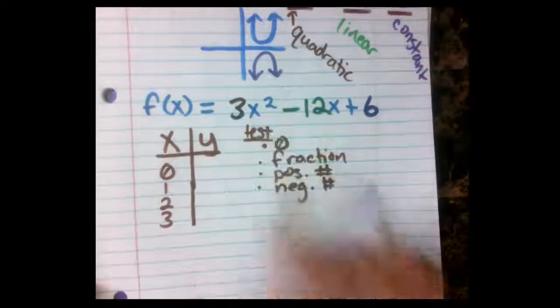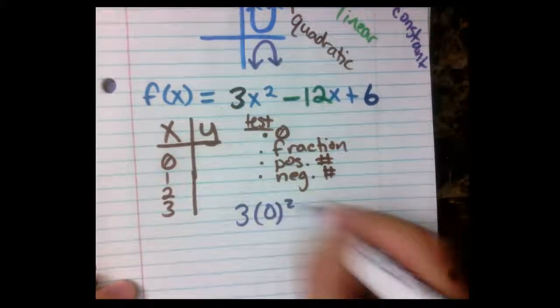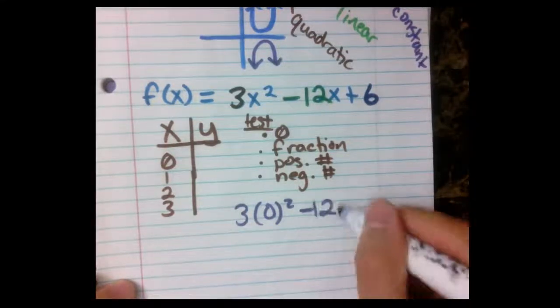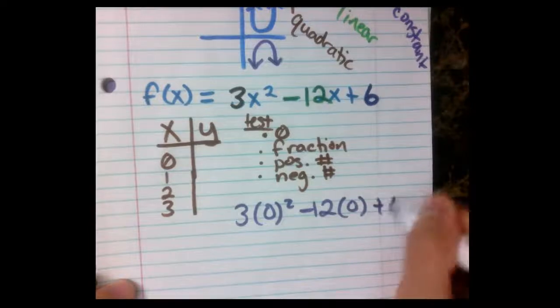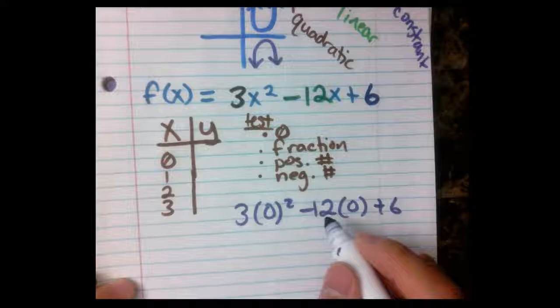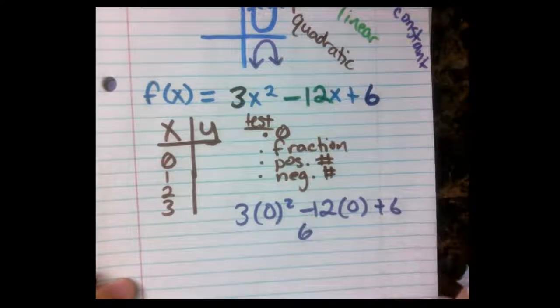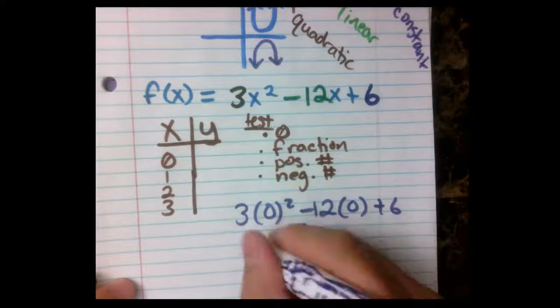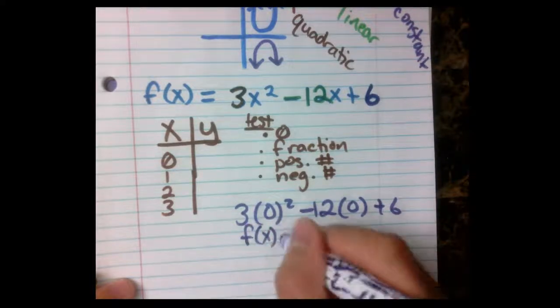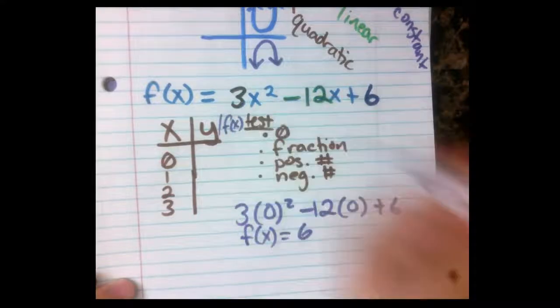So like 3 times 0, and I'll go ahead and write it out, but you guys will already be able to work this out. 0 squared is just 0. Alright, so 12 times 0 plus 6. So 3 times 0 is just 0. Minus 12 times 0 is still 0. So 0 plus 6 gives you that positive 6. So what we've gotten here is f of x is equal to positive 6. Remember your y can also be called f of x. I told you I'd use them interchangeably.